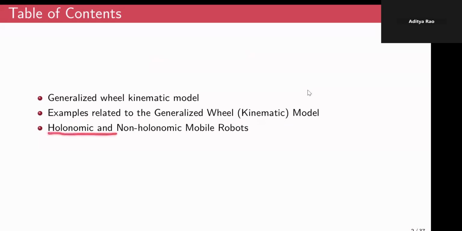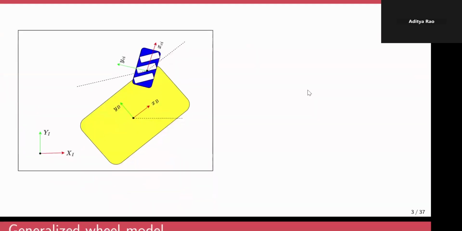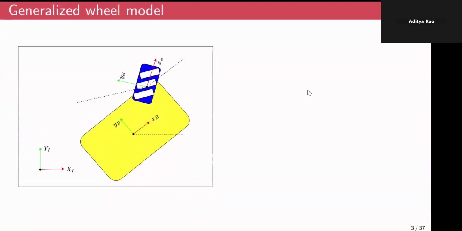Then we'll see the distinction between a holonomic robot and a non-holonomic robot, and what their capabilities are. Just like the last session, I intend to do a bit of a summary of all the topics we have covered during the lectures. Then in the later part, we will solve some practice problems. So we'll begin with the generalized wheel model.